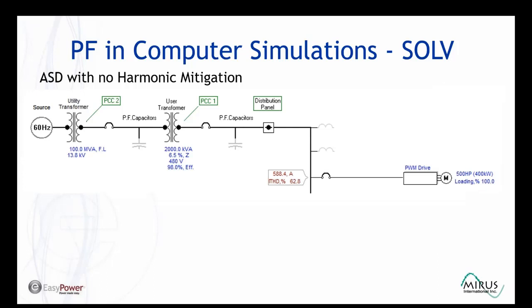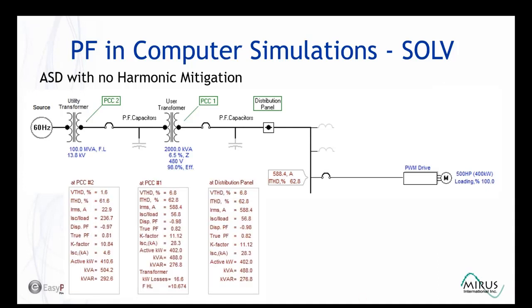When we run the analysis, the software will get valuable parameters: power parameter data, voltage distortion, current distortion, total current, and so on, at various points along the one line. So we show them at the distribution panel, we show them at the output of the user transformer, which we define as PCC1, and then at the output of the utility, or at the utility source, which we define as PCC2.